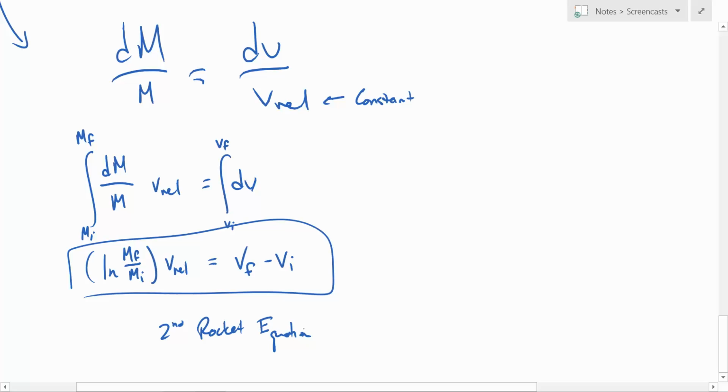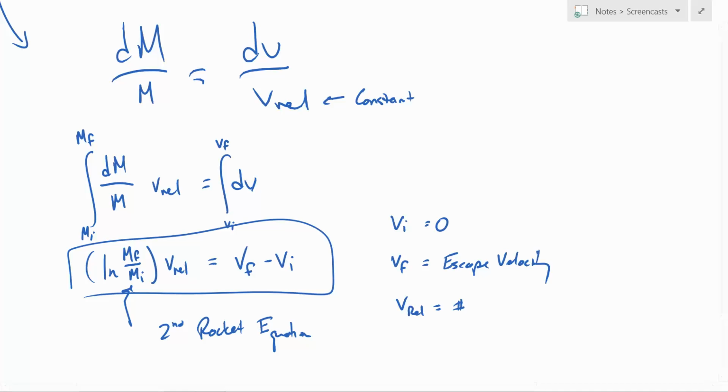So what does this buy us? This says, if we take, for example, the case that v i is 0, and if v f were to, for example, equal escape velocity, which we'll get to later, then I have some number based on my rocket, which is going to tell me v relative. This is going to tell me what kind of ratio I need for the initial fuel to the final fuel. I'm off by a minus sign.